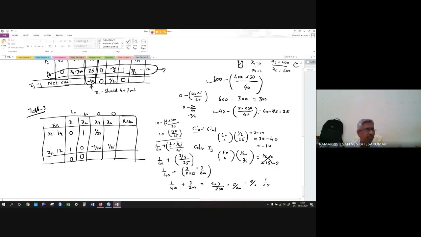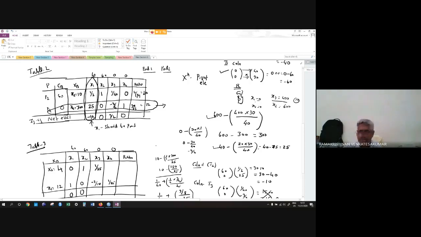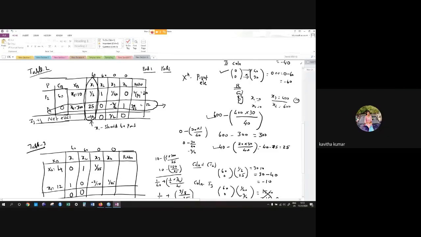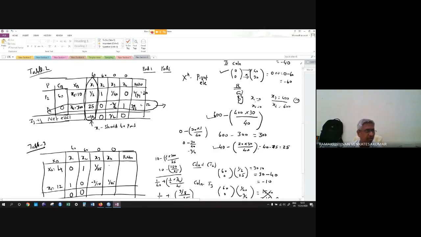Then the x4 place. What is the calculation to be done? 0 minus 1 by 2 into 1 divided by 25. What will you get? 0 minus 1 by 2 into 1 by 25, minus 1 by 50. So you get minus 1 by 50. So that is the first filling. Whatever be the filling, you have done the filling values. I hope you got the same answer.